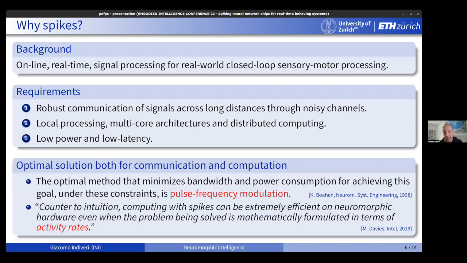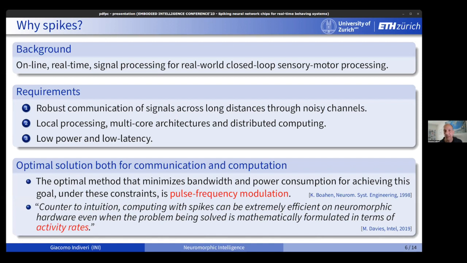This is going back to Shannon, to the 60s or even before. So this is just the optimal way to build communication of analog signals across noisy channels. It's no surprise that nature found the same solution, and spikes are everywhere, from small insects to elephants. In addition, once you have spikes, you can actually use them to do computation.